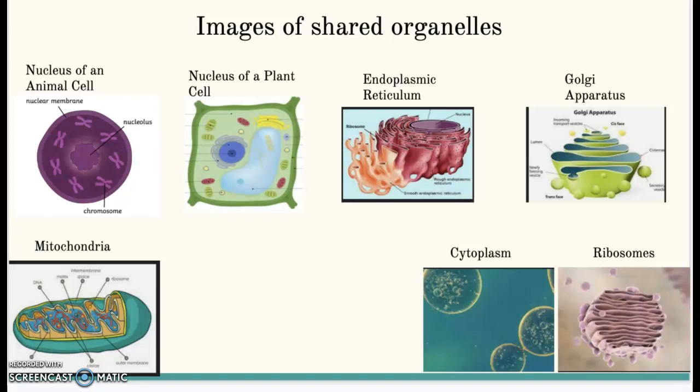And for our last slide, we have images of shared organelles. So the nucleus is shared, so we have two photos of those. One is in the center and one is on the side. The endoplasmic reticulum, the Golgi apparatus, mitochondria, cytoplasm, and ribosomes.